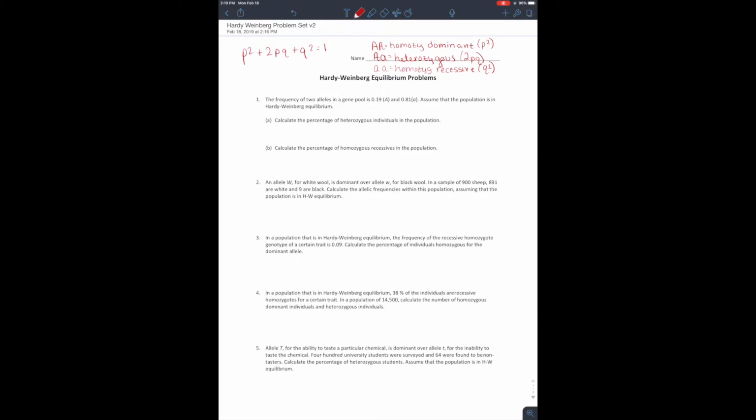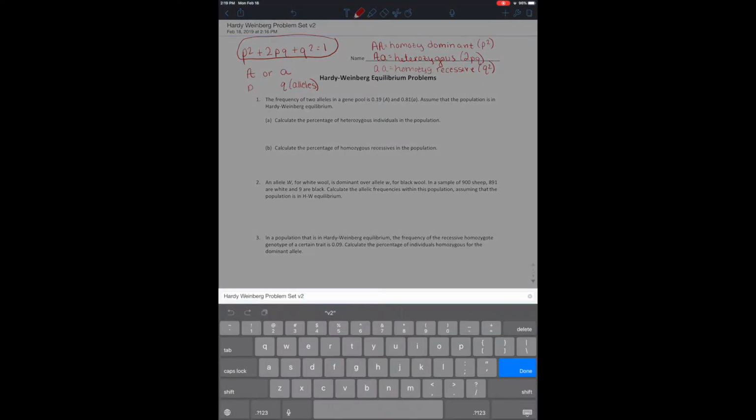Now, I have only gone over genotypes. I have determined p squared, 2pq, and q squared. Those are genotypes. When we're talking about individual alleles present, so the presence of a big A or a little a, a dominant or recessive allele only, we represent that as p and q. These are just the alleles.